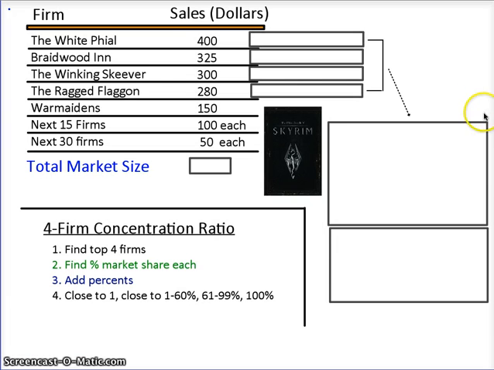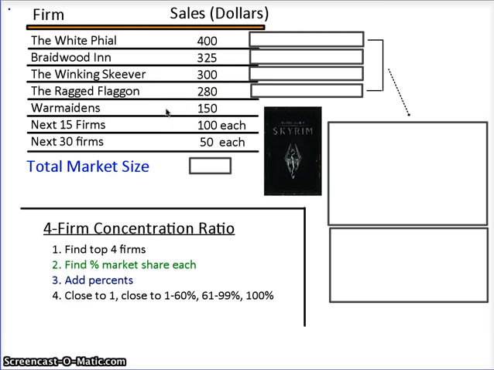All right, so here's what we got. Here are the firms from the world of Skyrim. Here's what we have in sales revenue in terms of dollars. So the White File brings in $400, or gold pieces if you're in Skyrim. The Braidwood Inn has 325. The Winking Skeever has 300. You see it there before you.